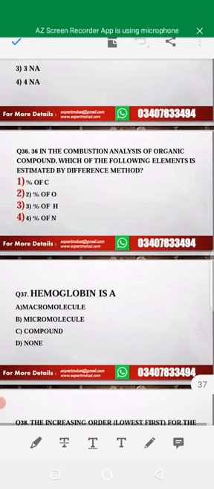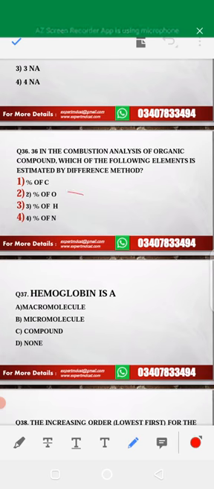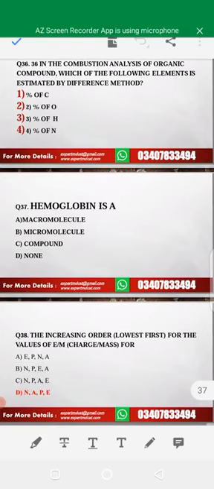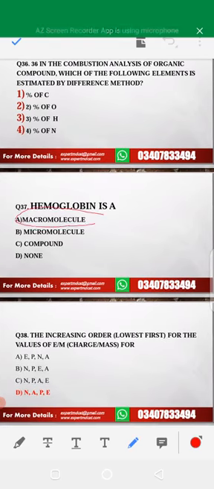Question number 36. In the combustion analysis of organic compounds, which of the following elements is estimated by the difference method? Percentage of oxygen. That is the exact text line from the topic combustion analysis. Hemoglobin is a macromolecule and its molar mass is 68,000 AMU and it consists of 10,000 atoms. So do not confuse the atoms with molar mass. It has a molar mass of 68,000 AMU and it has a total number of atoms 10,000.